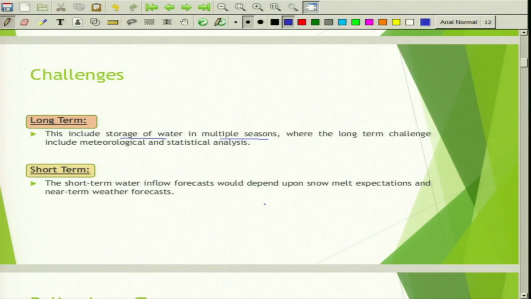Whereas in the case of short term, water inflow forecast would depend upon snow melt expectations and near term weather forecast. So let us say you plan for the next 1 hour, then there could be sudden snow melt and there could be a huge ingress in the water inflow. So that may hamper your short term scheduling. This is something unexpected, and it also depends upon near term weather forecast. So there is a long term weather forecast and a near term weather forecast. This has an impact on long term and short term.